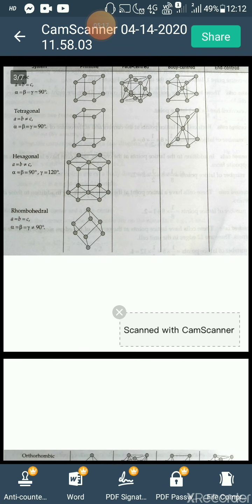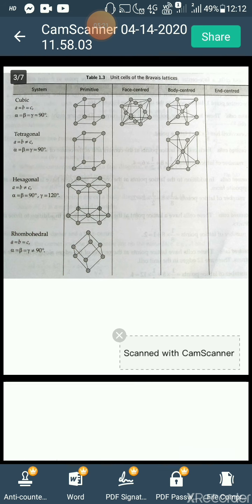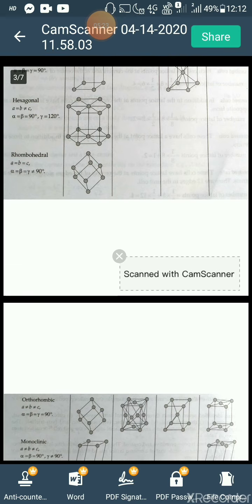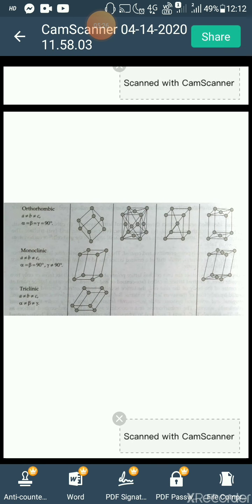In case of hexagonal, only primitive unit cell is possible. In case of rhombohedral, only primitive unit cell exists. In case of orthorhombic, primitive, face-centered, body-centered, end-centered, all are possible. All types of unit cell are possible.